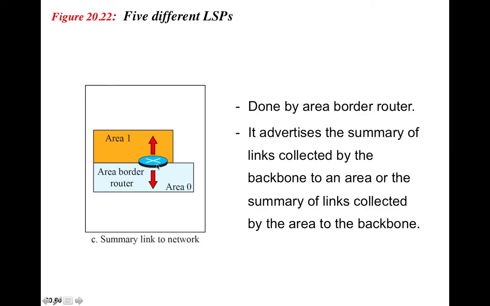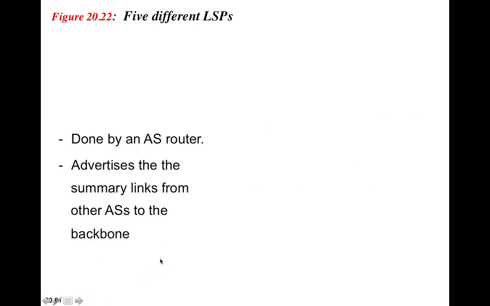And then we have an LSP that is exchanged between an area, a router sitting at the boundary, the area border router. So this router has got information about the area, and it also has links with area 0. And this router is responsible for exchanging the information from here to here and from here to here. So this is done by the area border router. It advertises the summary of the links collected by the backbone to an area, or it advertises the summary of the links from the area to the backbone. So this is a summary link to the network. So this is the third type of LSP that we will need.